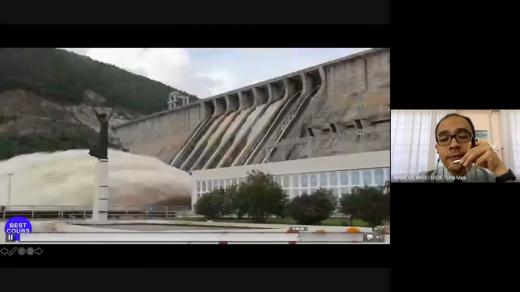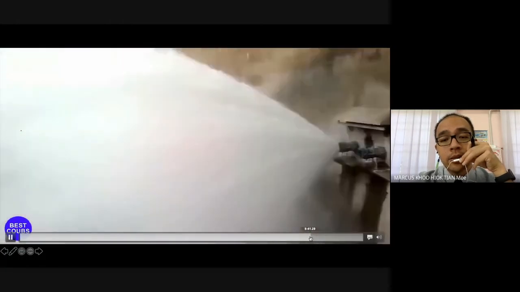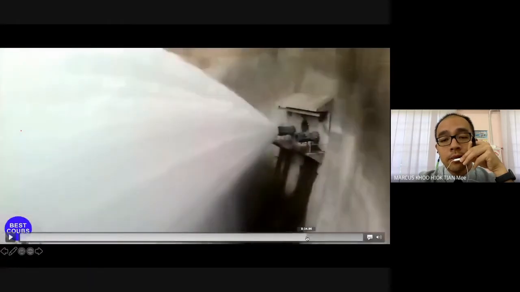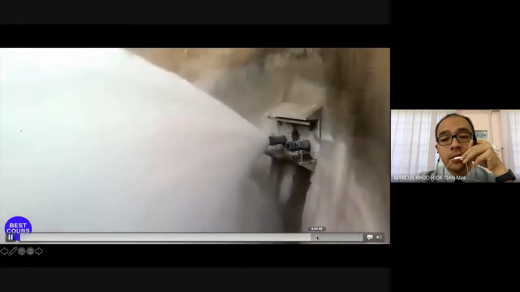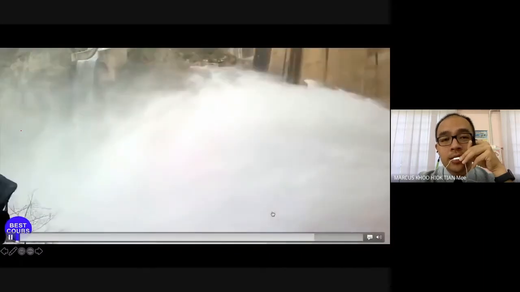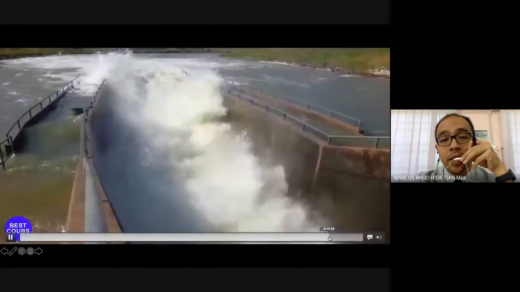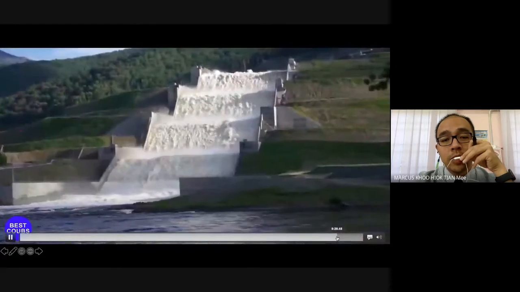Okay, this is another one today. Wow. Okay, anyway, this one. I don't know what language this is, so. Okay, anyway, so you can see, more pictures of the dam.